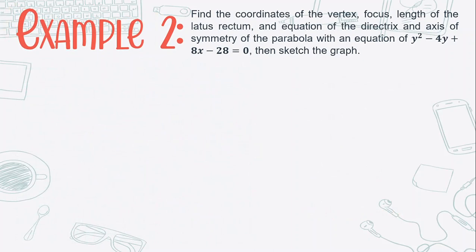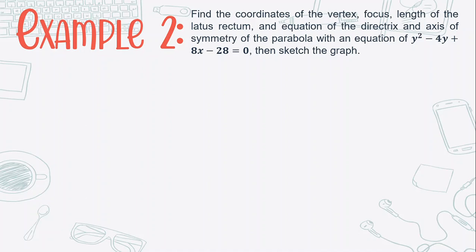Next, for our second example, it's the other way around. Given the equation, we are going to find the parts of a parabola. For example, we have to find the coordinates of the vertex, focus, length of the latus rectum, and equation of the directrix and the axis of symmetry of the parabola with an equation of y² - 4y + 8x - 28 = 0. Then again, we have to sketch the graph of our parabola.